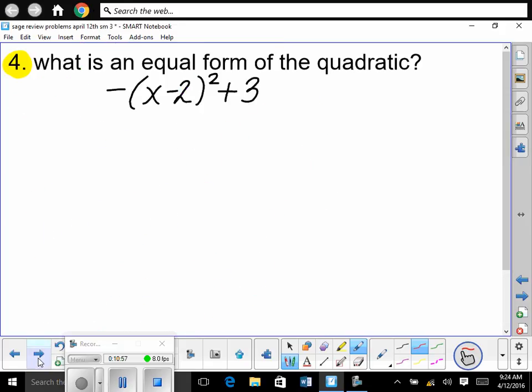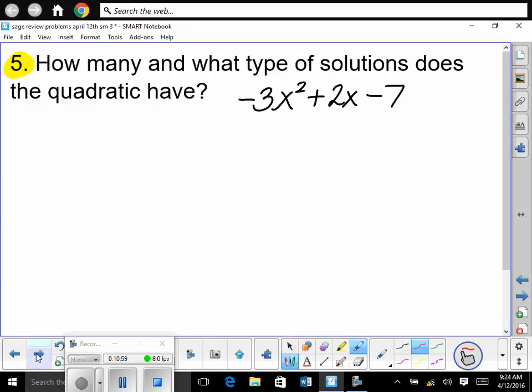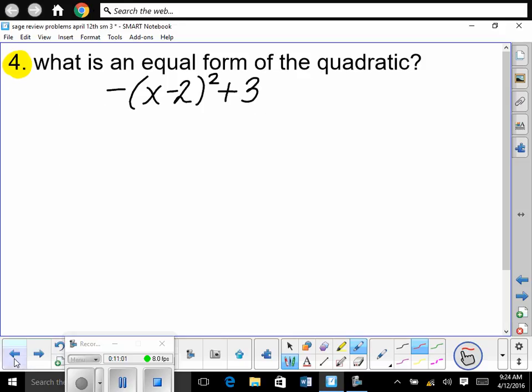Here we go. So only 2 more. It says, what is the equal form of this quadratic? I'll let you write it down. Okay, what's the equal form? So what kind of form is this in? Standard or vertex? Vertex, right? So isn't there a standard form of this?